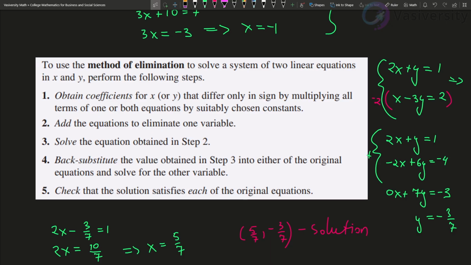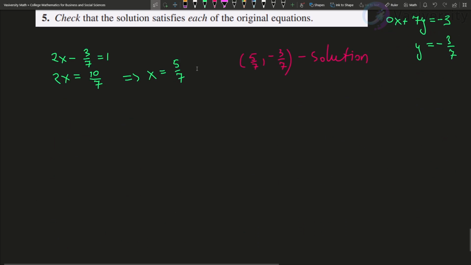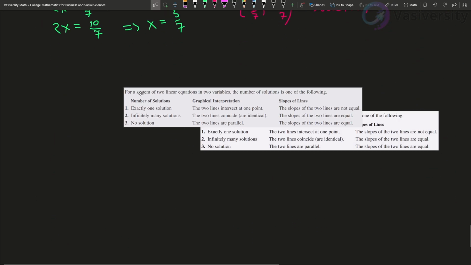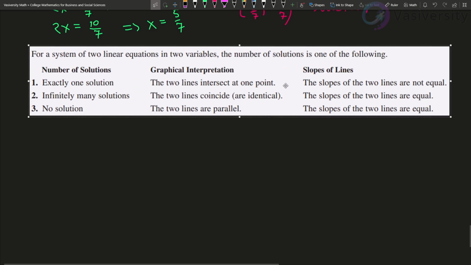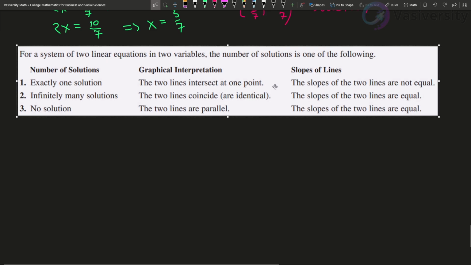And now let's take a look. Let's try to interpret the solutions to some of these systems. So here we go. For a system of two linear equations in two variables, because that's what we've been working with, we have x and we have y, the number of solutions is as follows. Exactly one solution, right? If we have one solution, just as we had in the graph, the two lines intersect at one point, and the slopes of the two lines are not equal.